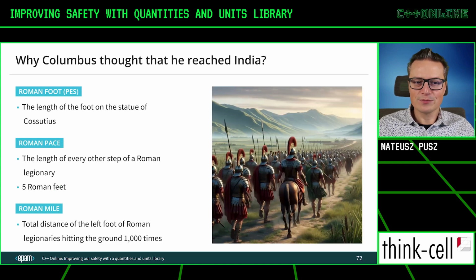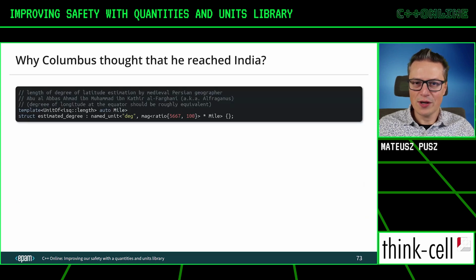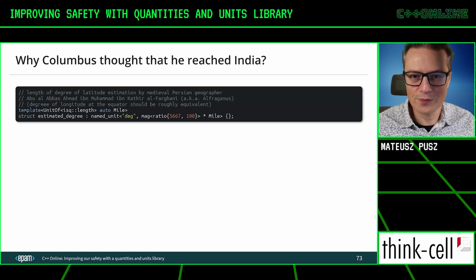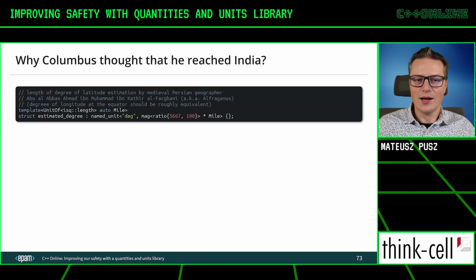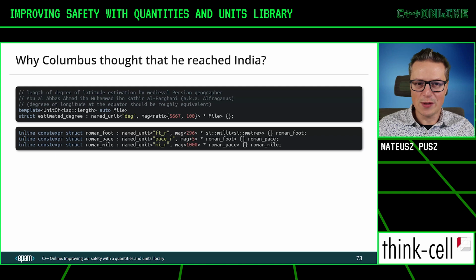And then the Roman mile is a total distance of a length where the left foot of a Roman legionary is hitting the ground 1,000 times. And this is basically the mile being used in Europe at this point. But actually, it turns out that in Persia, they were using a different length unit. They were using another mile, as I'm going to tell you in a moment.